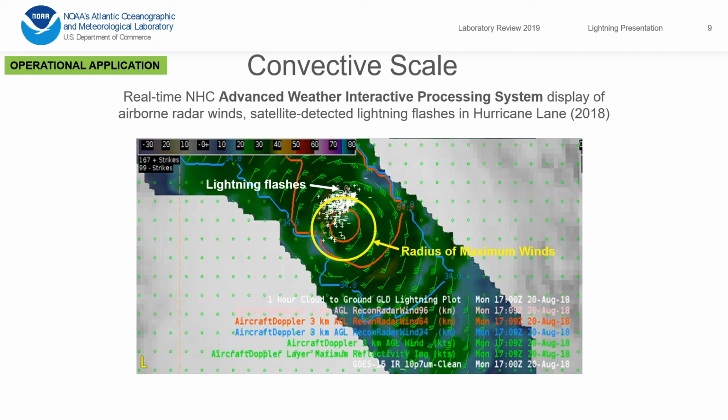And then those little white crosses that you see are lightning flashes from the GLM on board the NOAA GOES satellite. So if you overlay all that together, you can see where the radius of maximum winds is in this yellow circle. And you can see that most of these lightning flashes are actually located inside the radius of maximum winds. So that gives you a sense that this storm is probably going to be intensifying. And in fact, it did intensify from a category 3 to a category 5 over the next 12 to 18 hours.